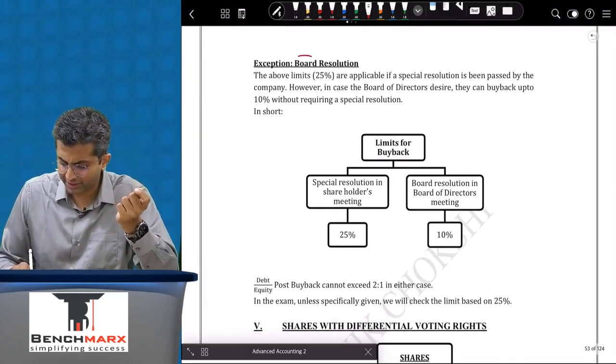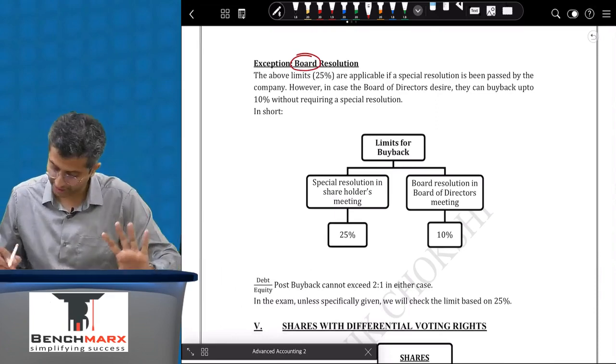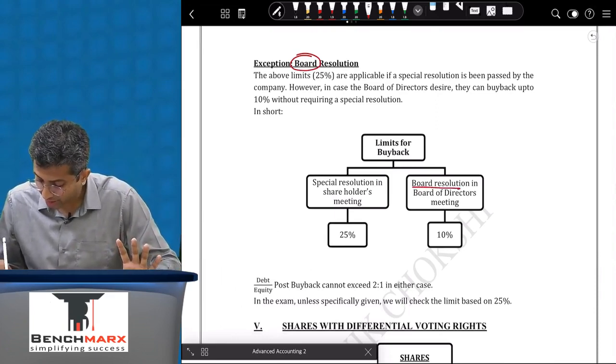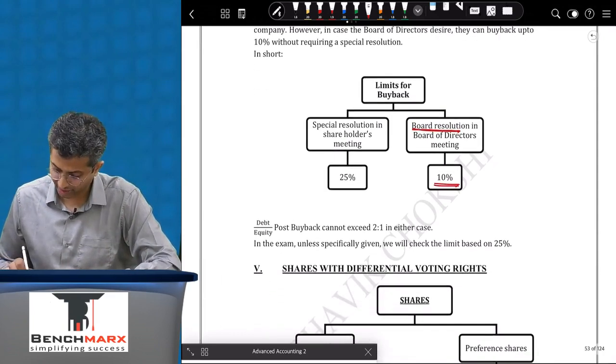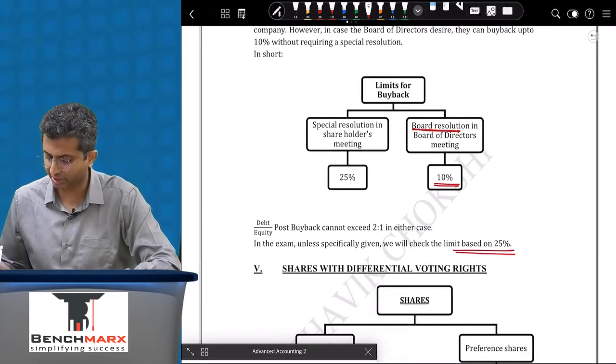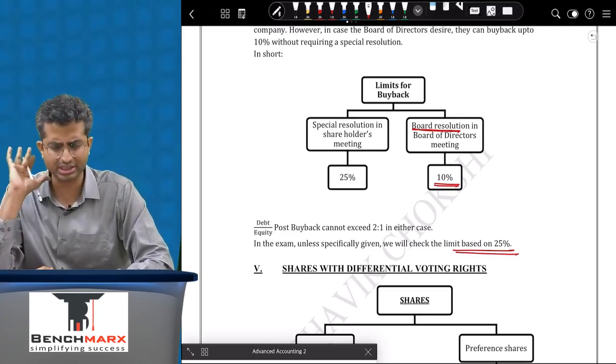The exception, we have said that everywhere you are taking 25%, yes, but if there is board resolution only and no special resolution, then 10%. So how will we know in the exam? Well, in the exam, unless given, we will always check the limit based on 25%. This is what the institute has done.